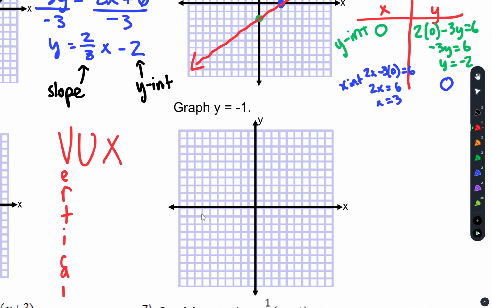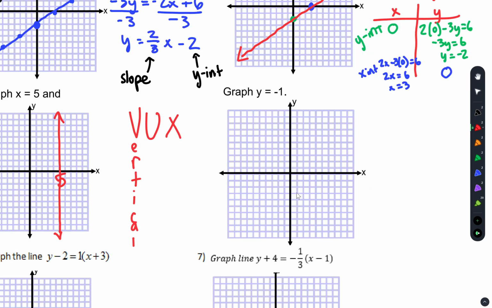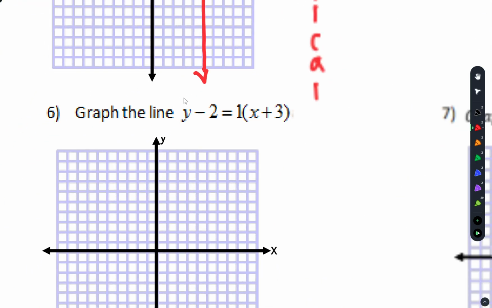So then y equals negative 1. That's my other acronym, HOY, for horizontal. at y equals -1 right here. Good? Any questions on that? What time is it? I'll quickly talk about this one.